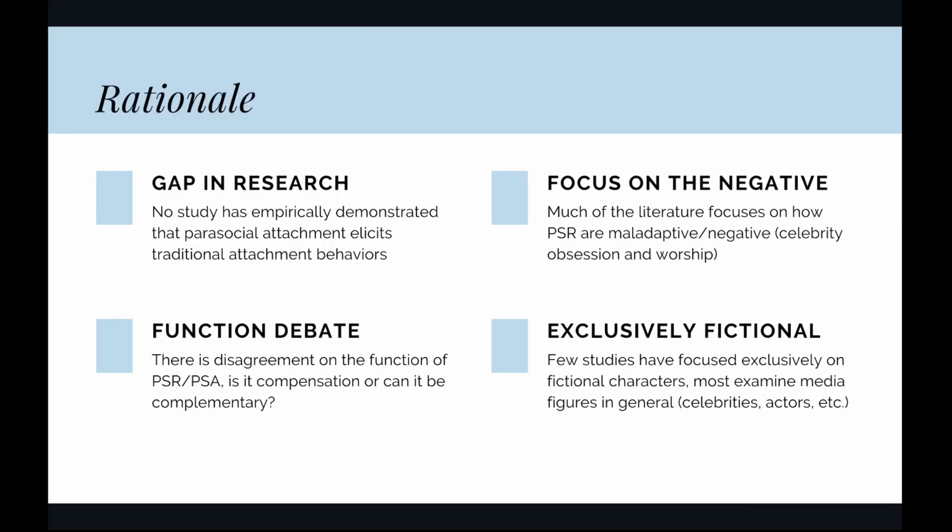With these theories in mind, I decided on the direction of my independent study based on 4 things. 1. There is a gap in the research, in that no study has empirically demonstrated that parasocial attachment elicits traditional attachment behaviors. This has just been theorized. 2. There is a debate in the research regarding the function of parasocial relationships and parasocial attachment. Some say that it's compensation for lacking real-life relationships, while others believe that they complement existing relationships through shared interest and engagement.